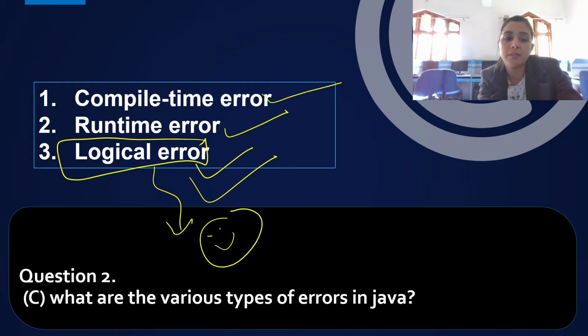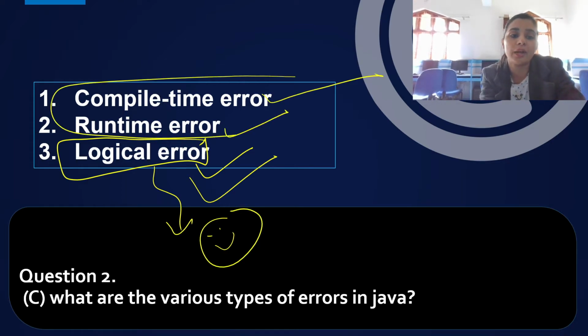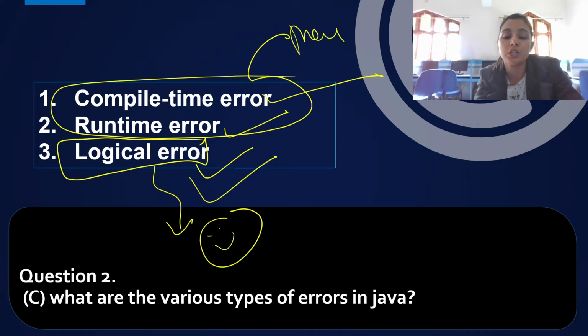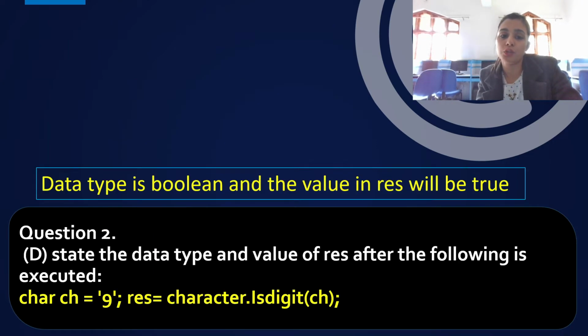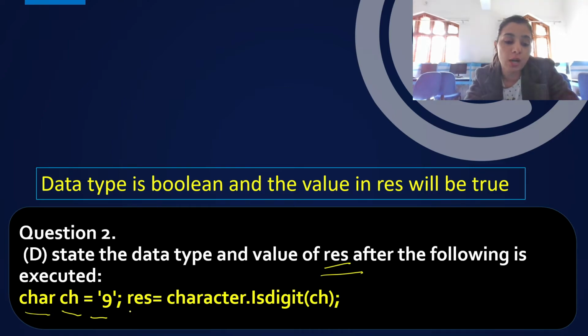And the runtime and the compilation error are found by your machine. Machine means the computer. The logical error is not found by the machine, you have to find it because you made the mistake in the logic. 9, right? So Character dot isDigit.